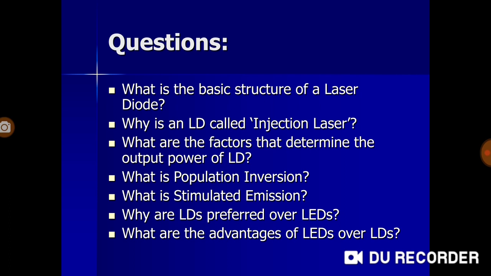What is population inversion? I have discussed it in detail. Next is stimulated emission. At the very beginning I told you what stimulated emission is and what spontaneous emission is, so you just have to define stimulated emission. Then, why are LDs preferred over LEDs? For the preferences, obviously you have a comparison chart. Wherever laser diodes have an advantage over LEDs, that becomes the reason for their preference. Next question is, what are the advantages of LEDs over LDs? If you look at the same comparison chart, LEDs are better in some aspects in comparison to laser diodes. So that becomes the advantage of LEDs over laser diodes.